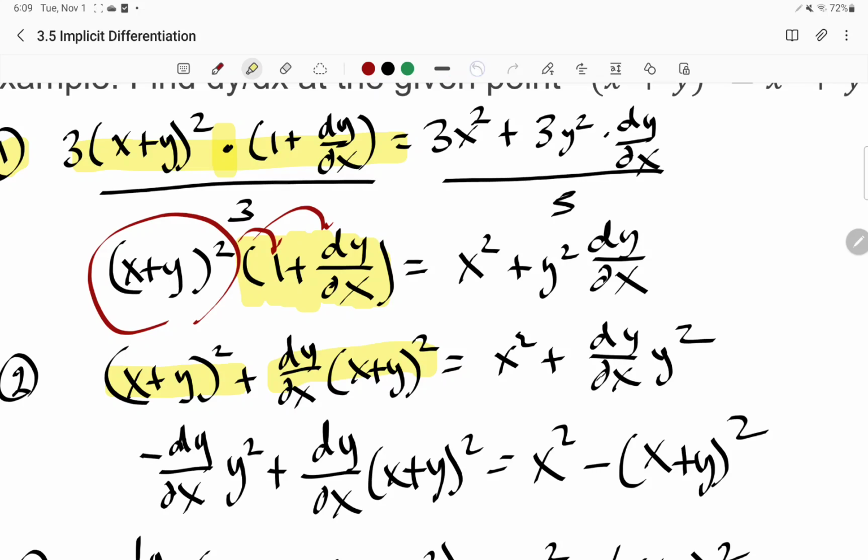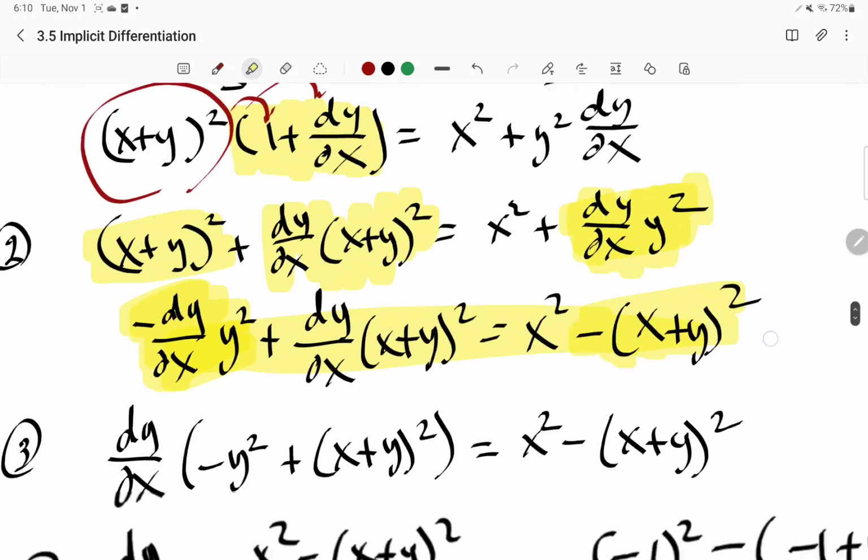Now let's get the terms with the dy dx by itself. That would be this term right here and this term right there. So then my next step is to get them on the left side. So I just got them on the left side by subtracting this. So right here I subtracted that from both sides, and then I subtracted x plus y quantity squared from both sides, and that's where I'm at now.